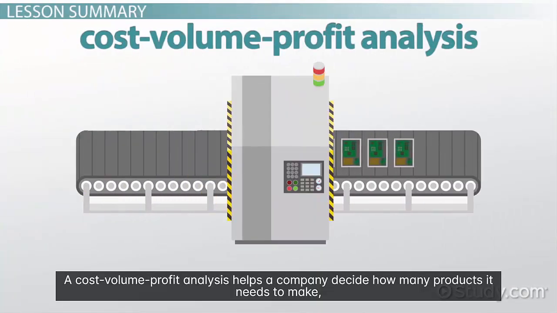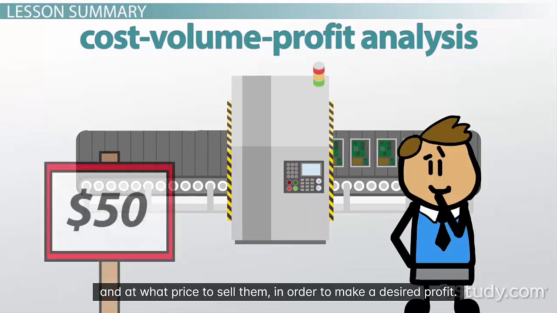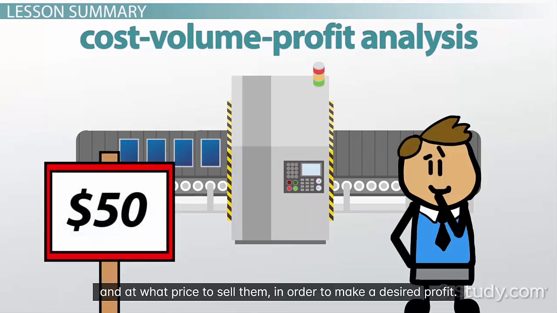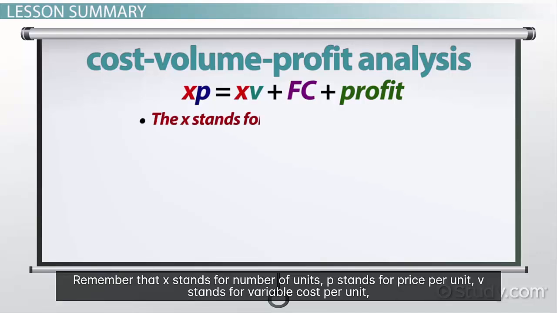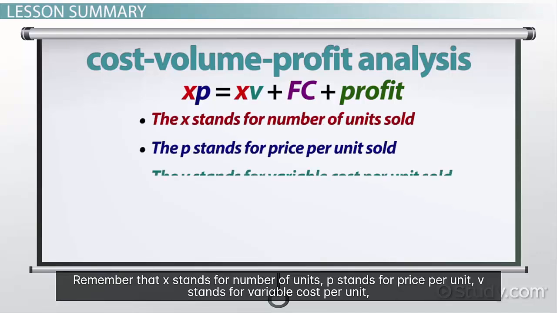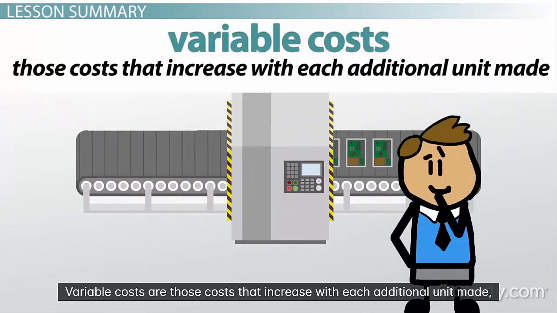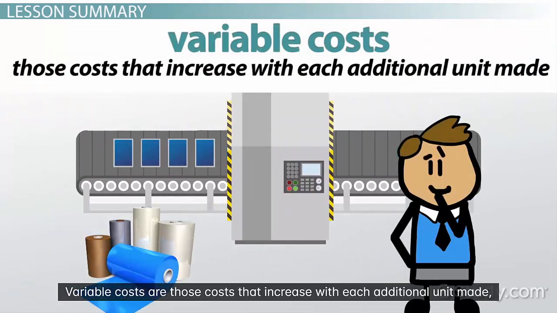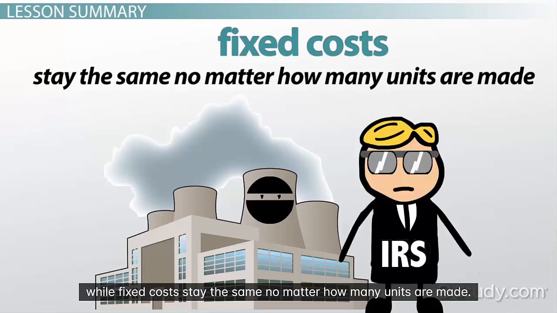A cost-volume-profit analysis helps a company decide how many products it needs to make and at what price to sell them in order to make a desired profit. The formula for this analysis is XP equals XV plus FC plus profit. Remember that X stands for number of units, P stands for price per unit, V stands for variable cost per unit, and FC stands for fixed cost. Variable costs are those costs that increase with each additional unit made, while fixed costs stay the same no matter how many units are made.